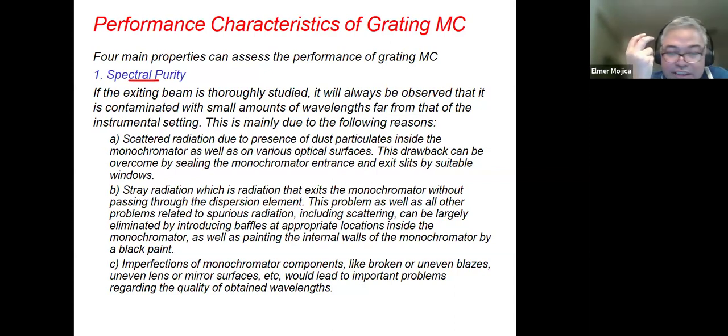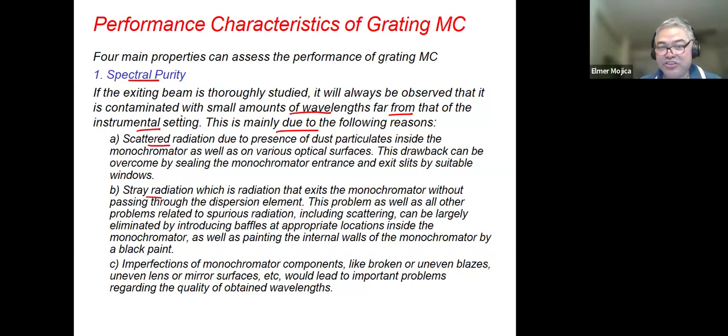If we study thoroughly the exiting beam, it will always be observed that it is contaminated with small amounts of wavelength far from that of the instrumental settings. And this is due to the following reason. You have the exiting wavelength. You want at least what? Whatever wavelength you put in, that should also be what comes out. But, because of some factors, it doesn't happen. You have the so-called scattered radiation and stray radiation that can affect the purity.